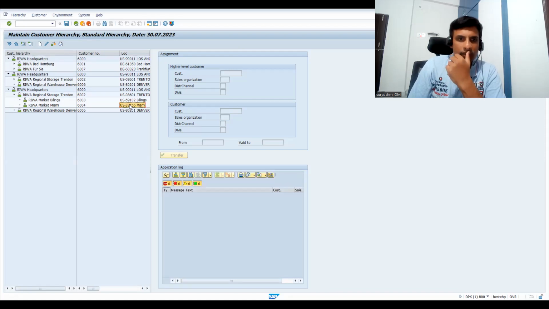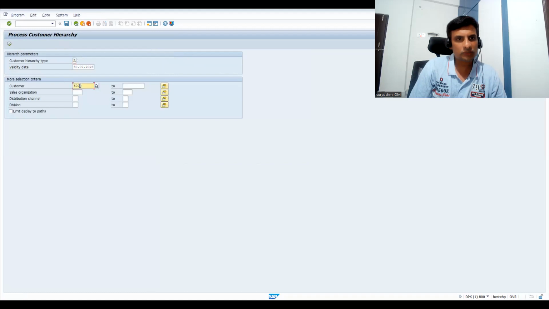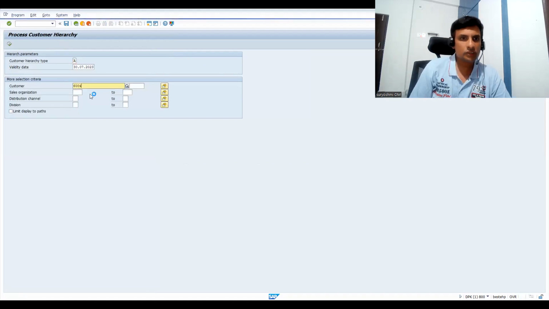Suppose someone has created Miami. Let's click this. For example, if someone has created here, let's copy this 6004. So he made it headquarters, and after that these two, and within headquarters, regional storage Trenton and Miami. So let's give 60004. What exactly happens? This is the lower level.